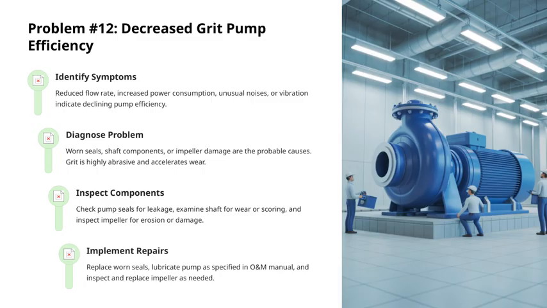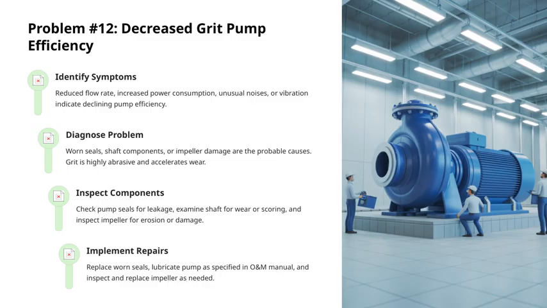When inspecting the components, start by checking the seals for any leaks. Next, examine the shaft for signs of wear or scoring, which can indicate excessive friction or damage. Also, inspect the impeller carefully for erosion or any physical damage. Once you've identified the problem, implementing repairs is crucial. This often involves replacing worn seals to prevent leaks.